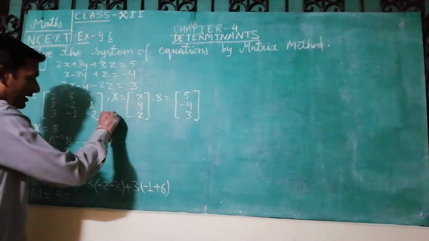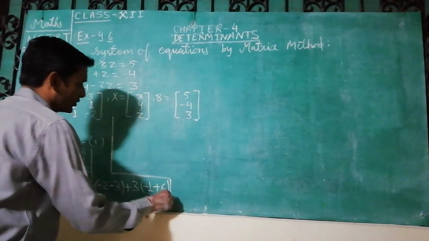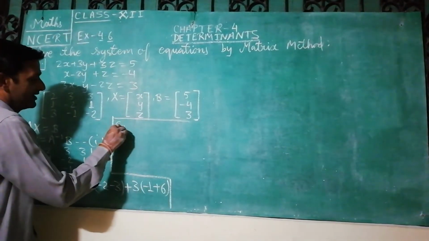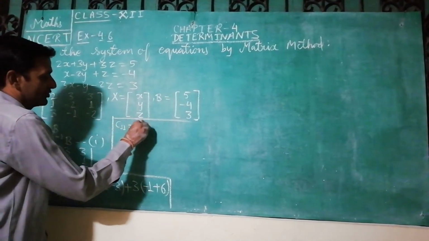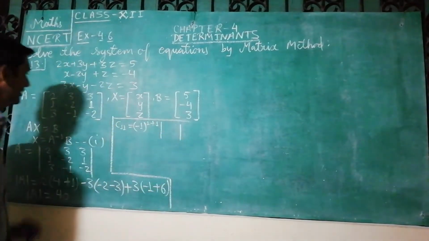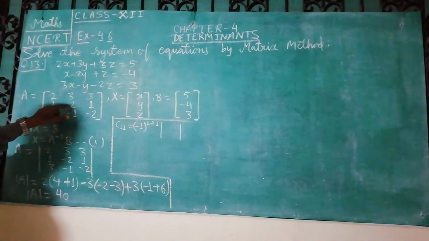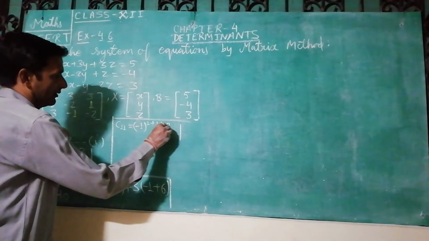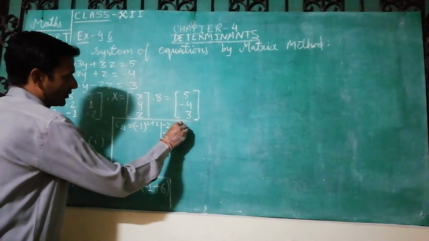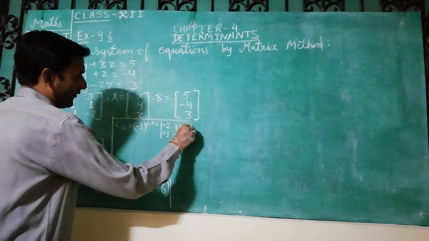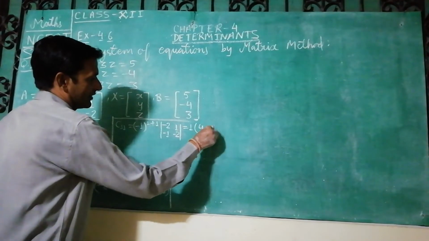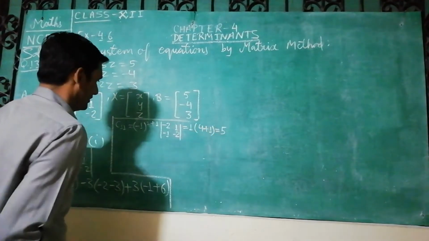Now let us find out C11, C12, C13 like that. So C11 is equal to what? Minus 1 raised to the power 1 plus 1, and here it is minus 2, 1 and then minus 1, minus 2. So it will be equal to 1 into 4 plus 1, that is equal to 5. Now C12.